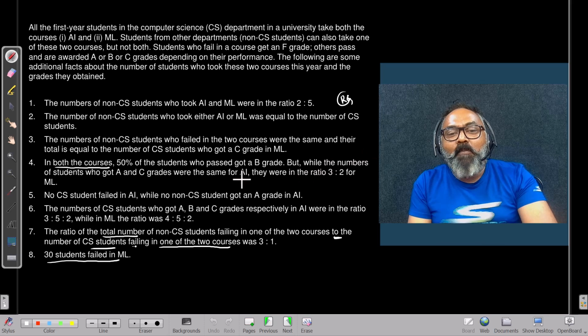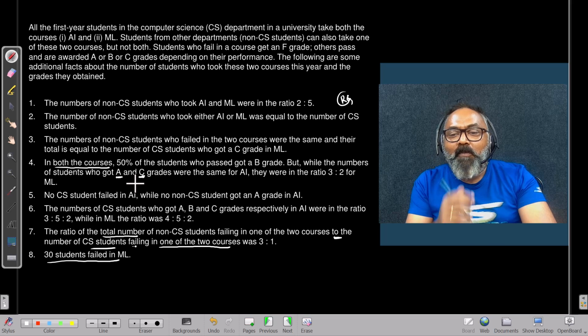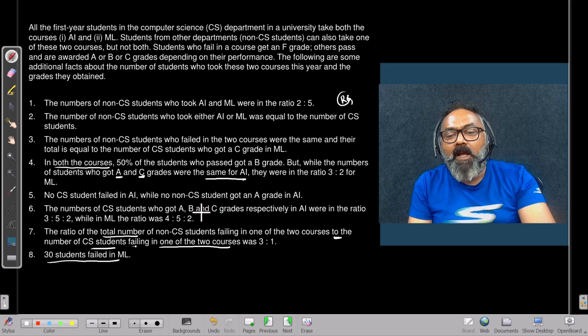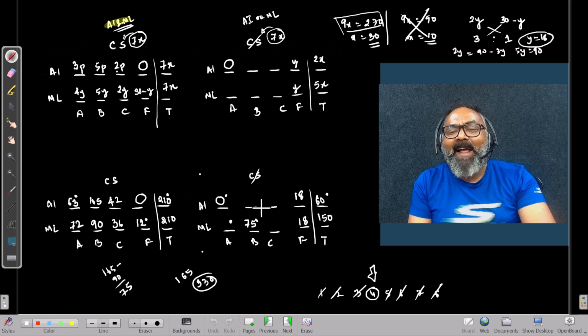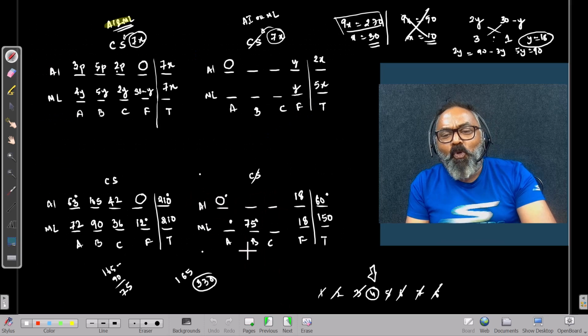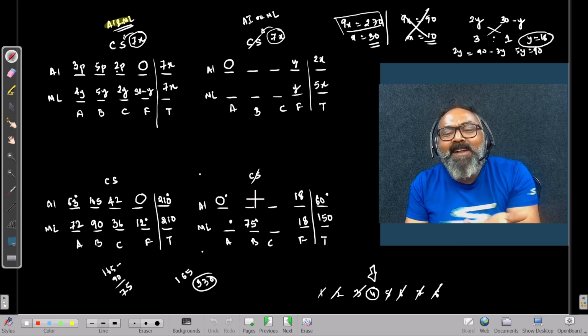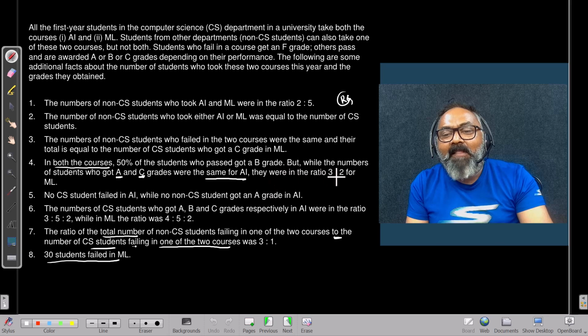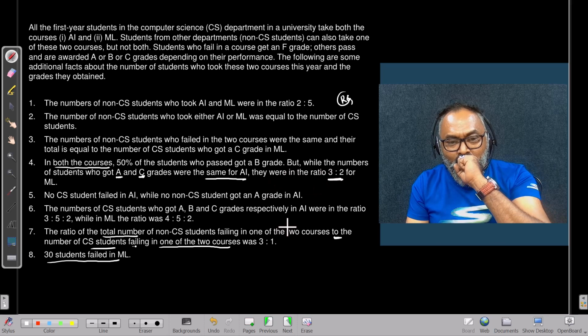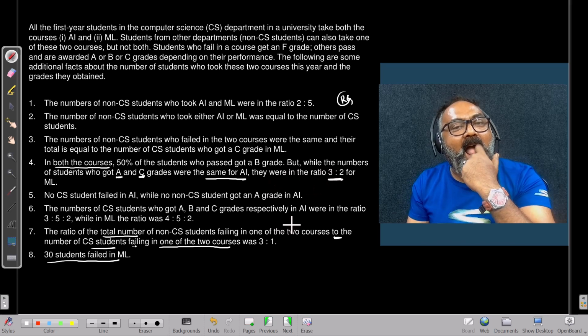While the number of students who got A and C grades were the same for AI, we don't care about AI. Do we need AI? Let's forget AI. There is no need for this. The only thing that we want to find out is ML. So why should we calculate these two things? There's no need. Let's ignore this. And they were in the ratio 3:2.